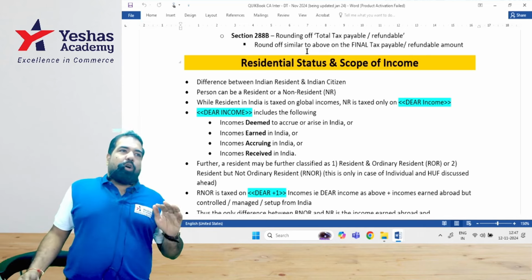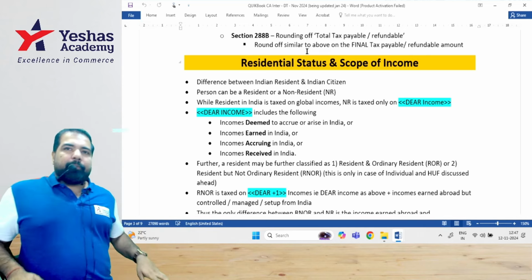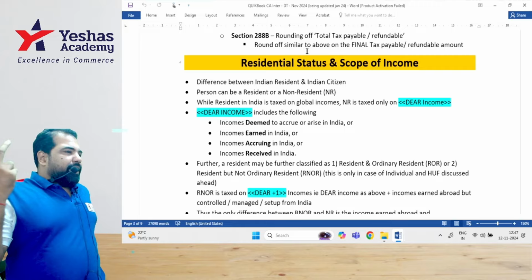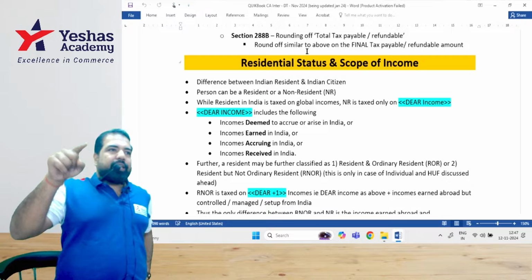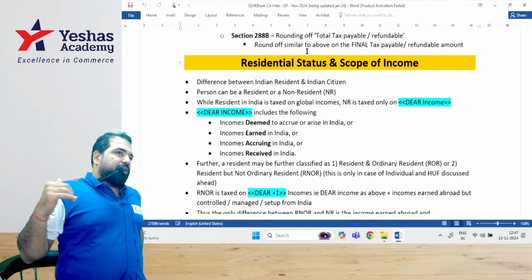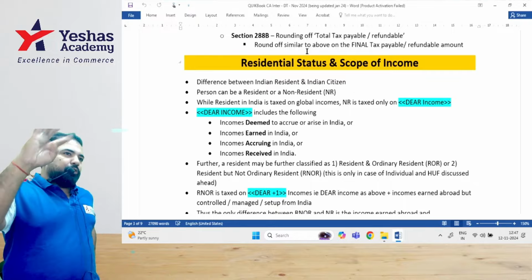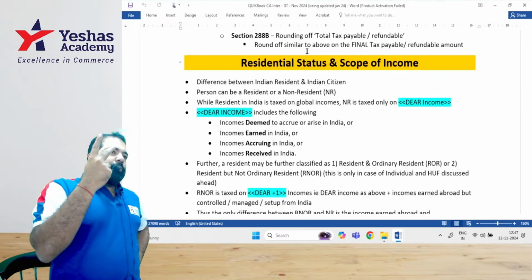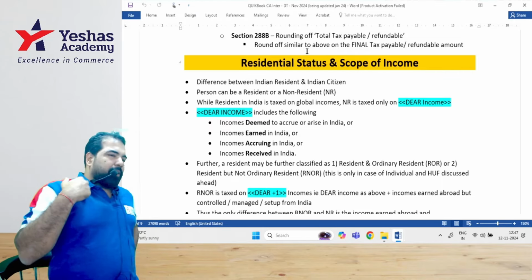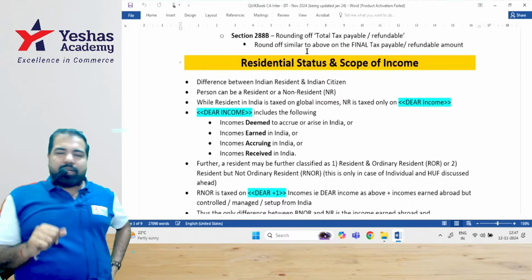Guys, scope of income is all those incomes taxable in India. Guys, there are three kinds of people. One of them is a non-resident, and two are residents, RNOR and ROR: resident and not ordinary, resident and ordinary. And all three of them, their scope of income is different. Non-resident: deemed, earned, accruing, and received in India. Earned is when I get the money, accruing is till I receive the money.